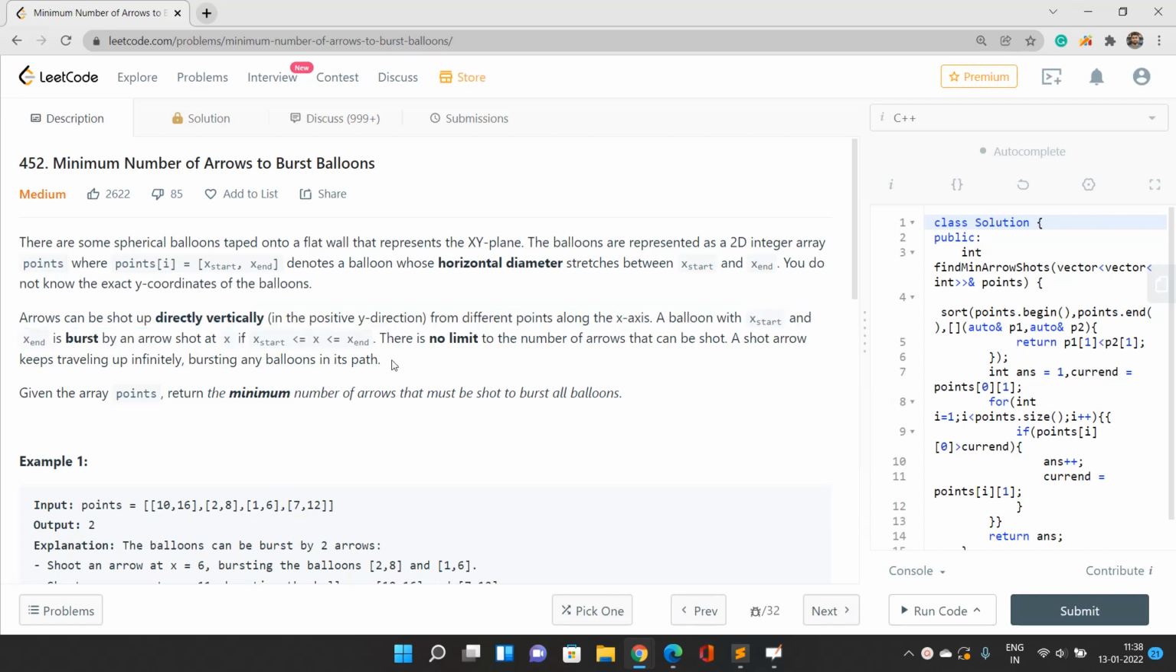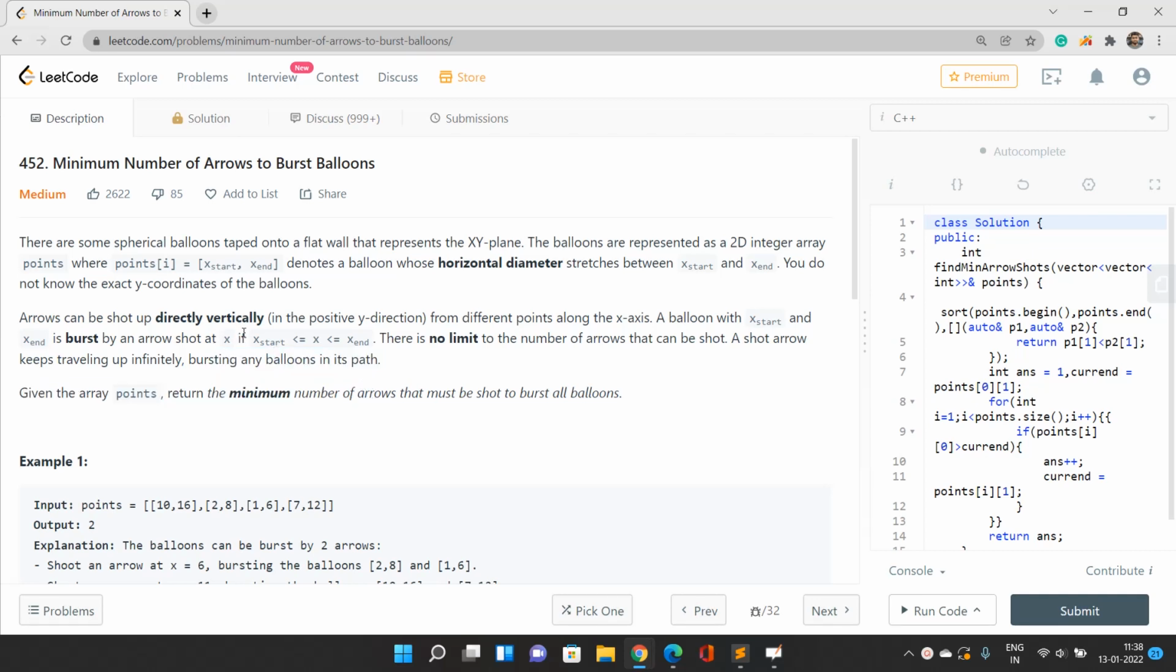Arrows can be shot directly vertically in the positive y direction. That is, we have to choose some x coordinate and shoot an arrow to burst all the balloons whose range contains that x. You can see x must lie within the range of a balloon, then that balloon will be burst, and there is no limit to the number of arrows that can be shot. A shot arrow keeps traveling infinitely, bursting any balloons in its path.